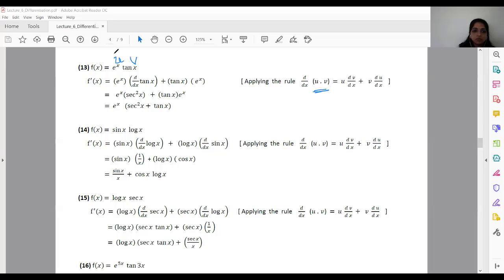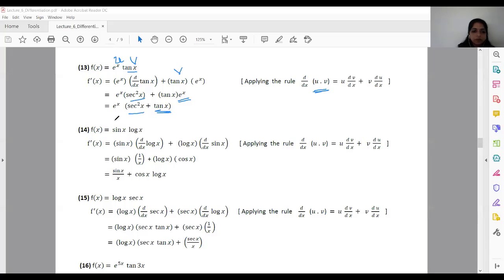Now this is our u. So u is e raised to x, keep it the same. Derivative of tan x is sec square x. Now we keep tan x the same, and derivative of e raised to x is e raised to x. By taking e raised to x common, our answer is e raised to x into tan square x plus tan x.